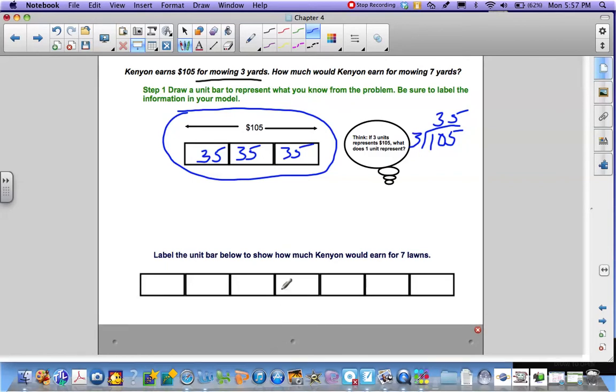Okay, so now I'm going to draw another unit bar because the question's really asking how much would he earn for mowing 7 yards. So this bar I'm going to divide into 7 equal parts, and I know that for each unit, for each lawn, he makes $35. Okay, so I can put that in there. Okay, now I can add those up, or I can do 35 times 7 and find that he makes $245.